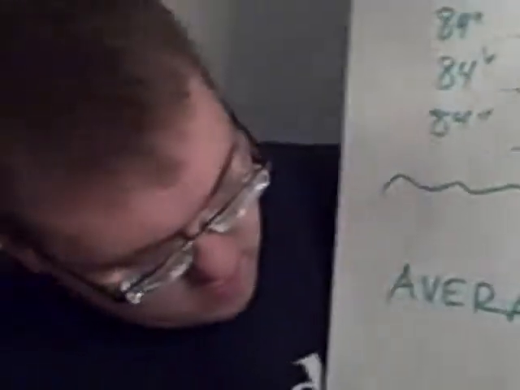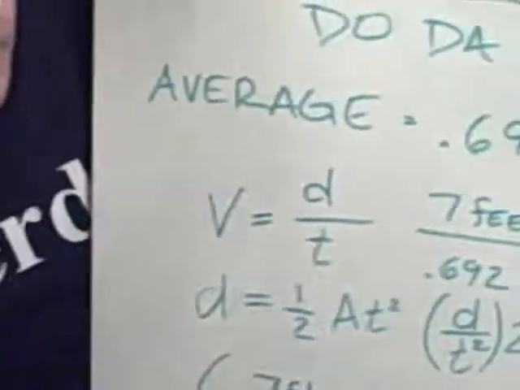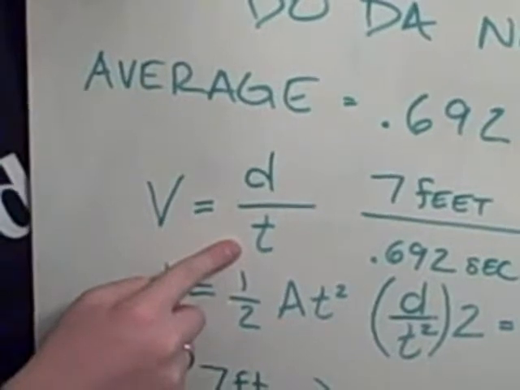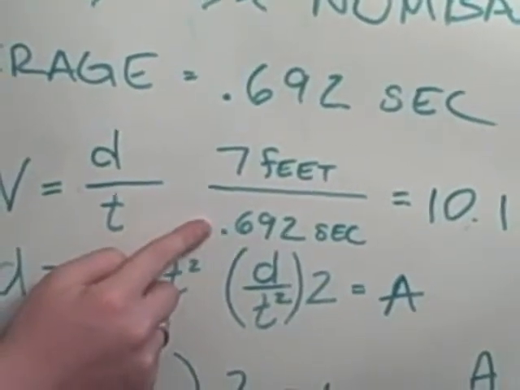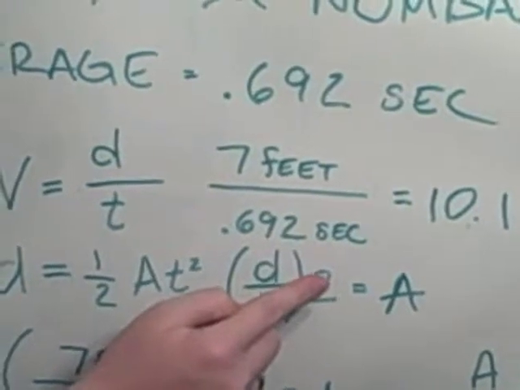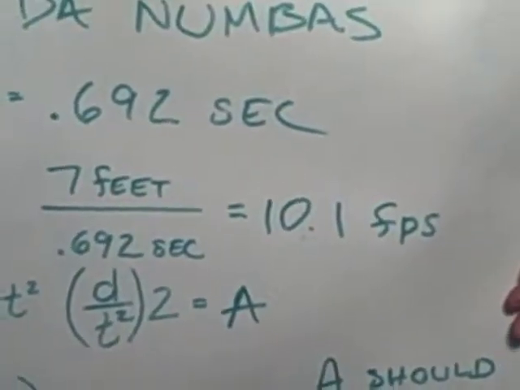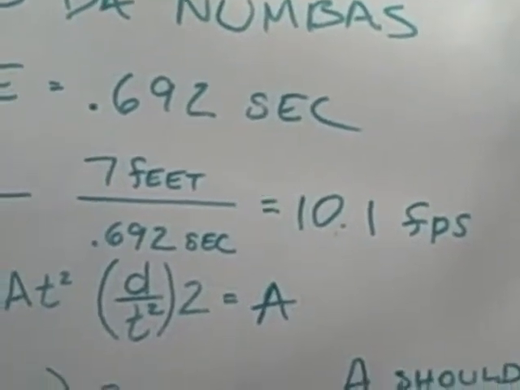Now, to determine velocity, we take the distance and divide it by the time. And so we take our 7 feet divided by 0.692 seconds, and we came up with approximately 10.1 feet per second.